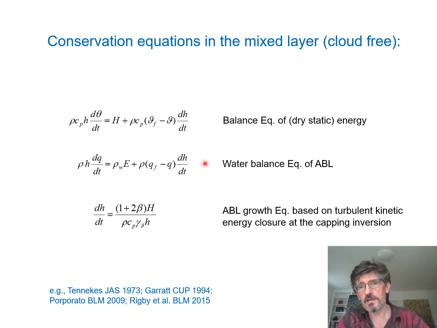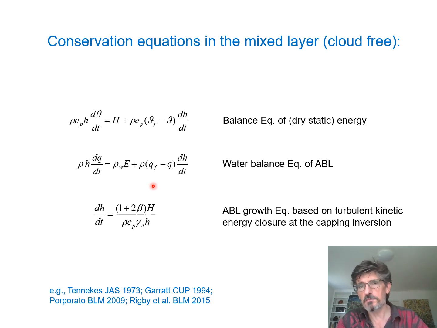So similarly, for the conservation of water, the water balance equation of the ABL: the rate of change of how much moisture we have, q, the specific humidity, over a height h in time, changes because of inputs minus outputs. Inputs being at the bottom evaporation, evapotranspiration from the logarithmic layer. That's the evapotranspiration flux that we've discussed so far.